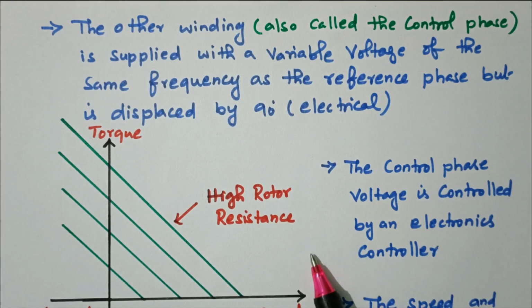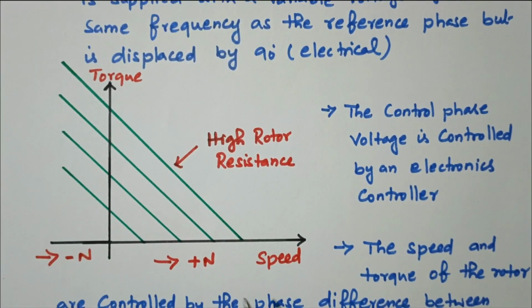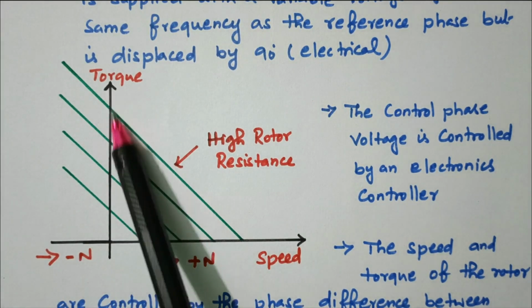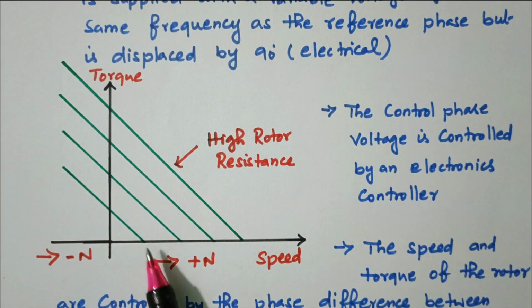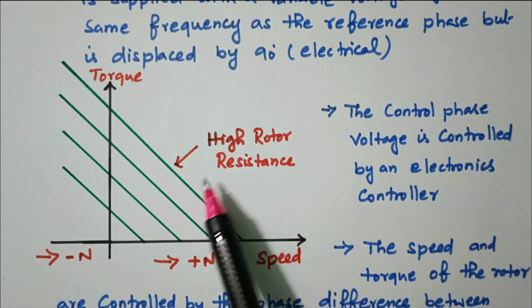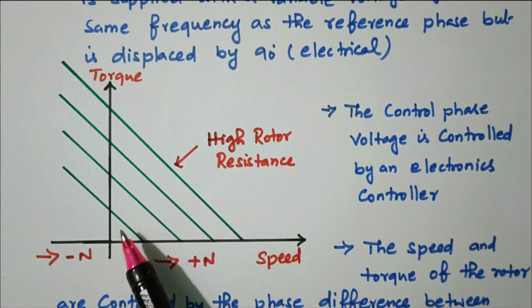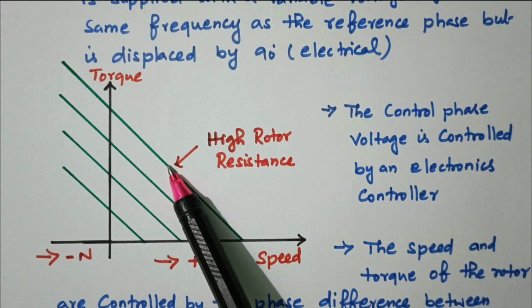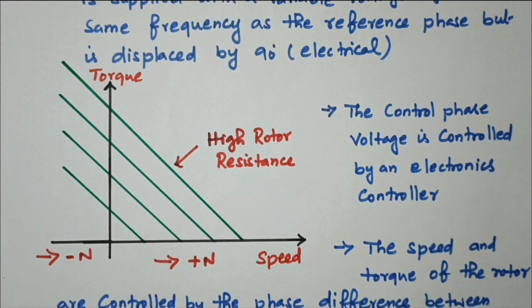Then this is the speed torque characteristics. The speed is on the x-axis, negative speed is also available, and torque is on the y-axis. So it is a negative slope, inversely proportional. High rotor resistance: when the rotor resistance increases, the value also keeps on increasing. This one refers to high, this one refers to low. Right? So a negative slope is there. When the speed increases, torque decreases.